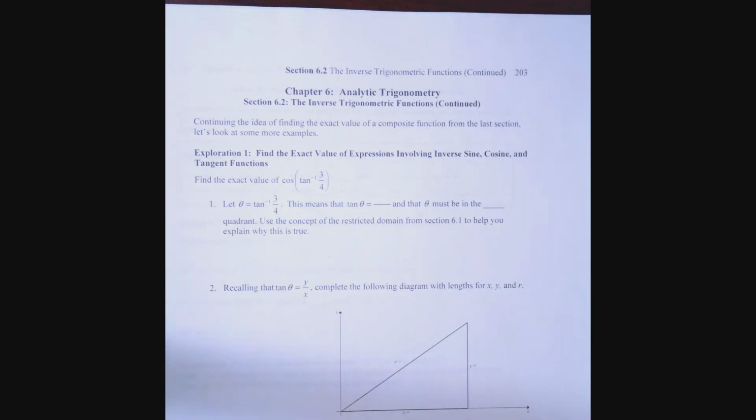We continue our discussion of inverse functions in Chapter 6, Section 2. We did not finish talking about secant and cosecant inverses, so we're going to hit that here. Again, we're not going to have to graph those. But first, we're going to talk about finding exact values of expressions that use these inverse function concepts.